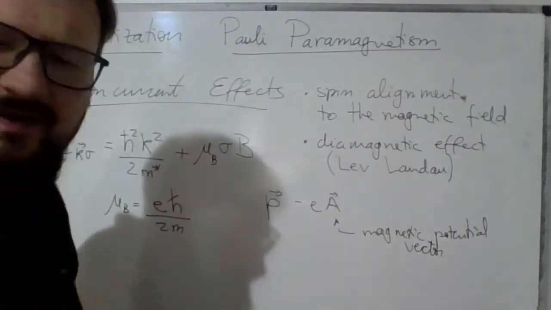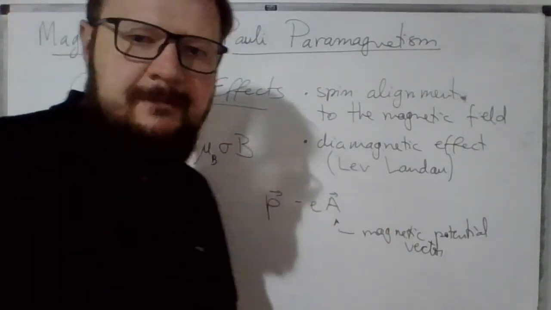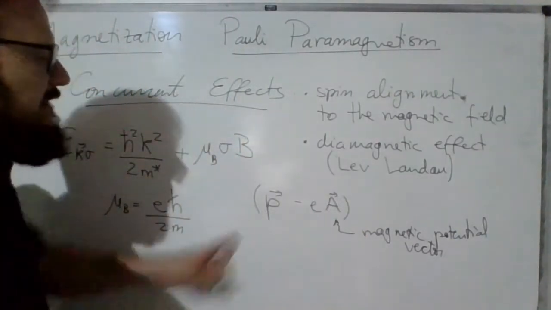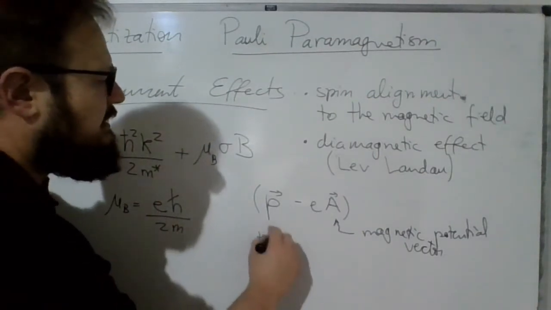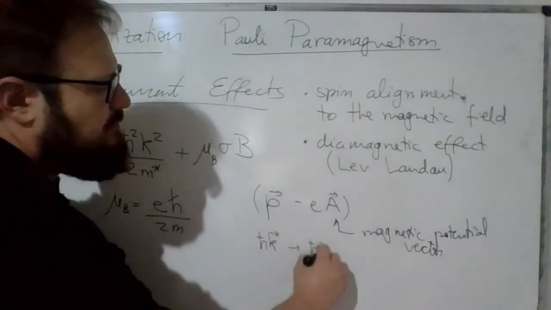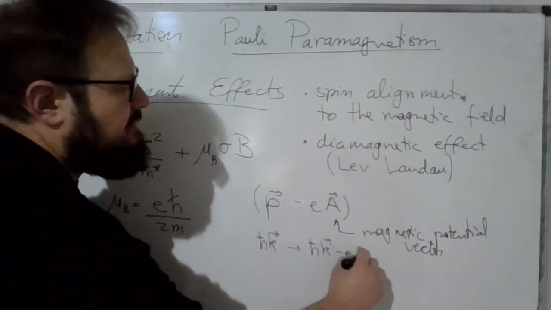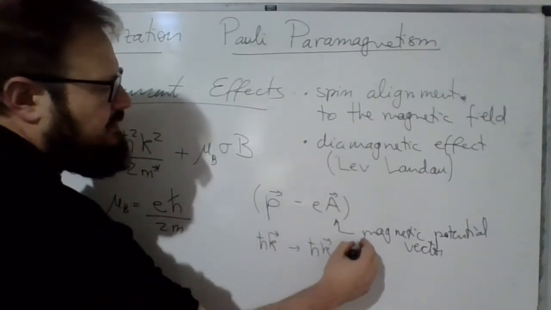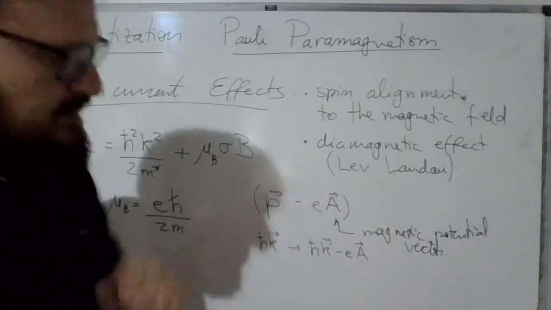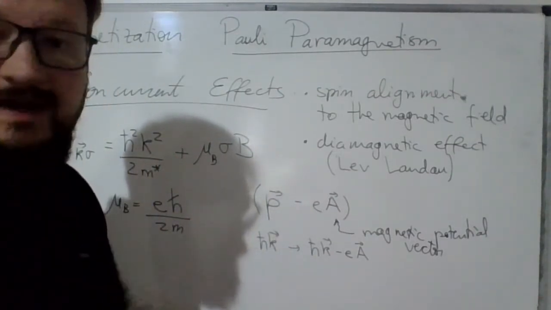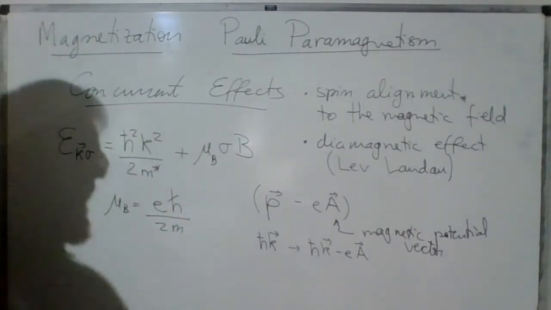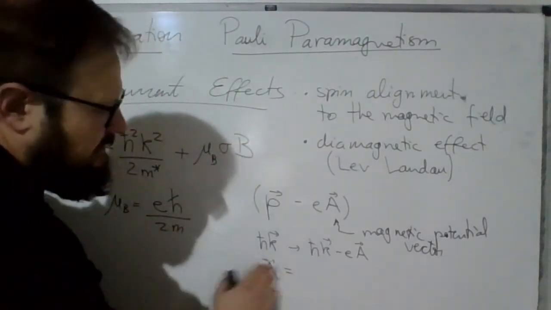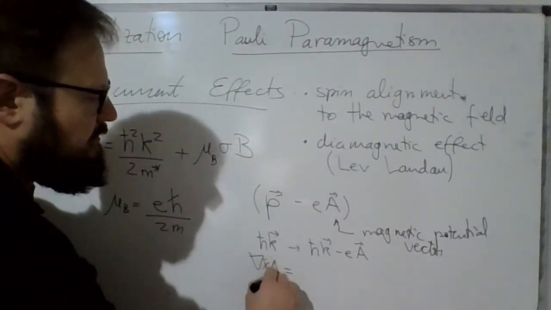Okay, so this is the magnetic potential vector. It's an electromagnetic vector for including magnetic interactions. Therefore, the h bar k should be replaced by h bar k minus the charge of the particle times the potential, the magnetic potential vector, A.